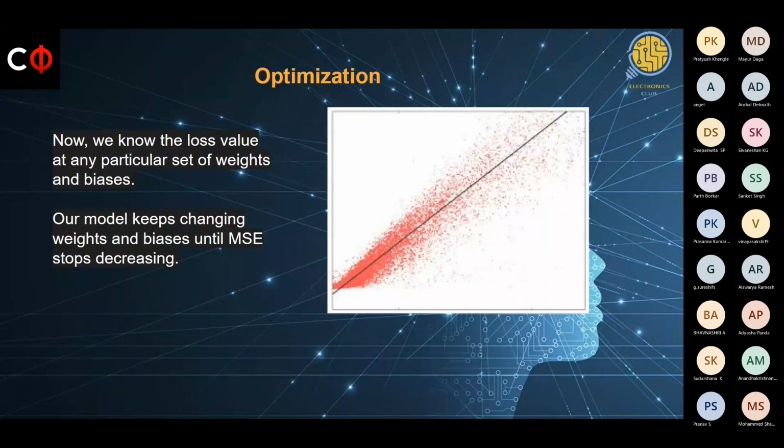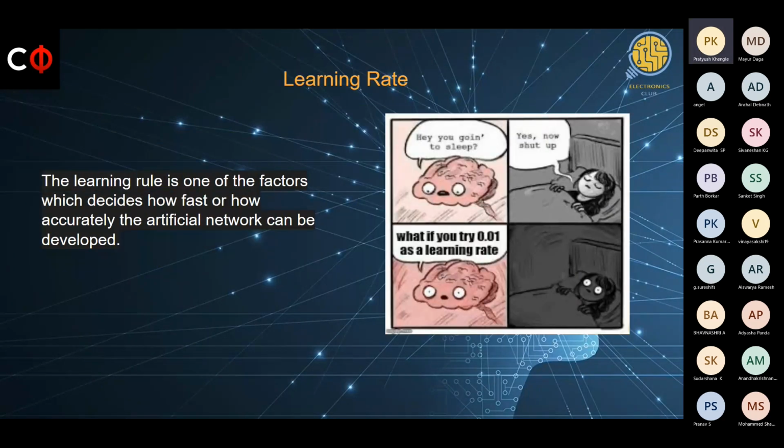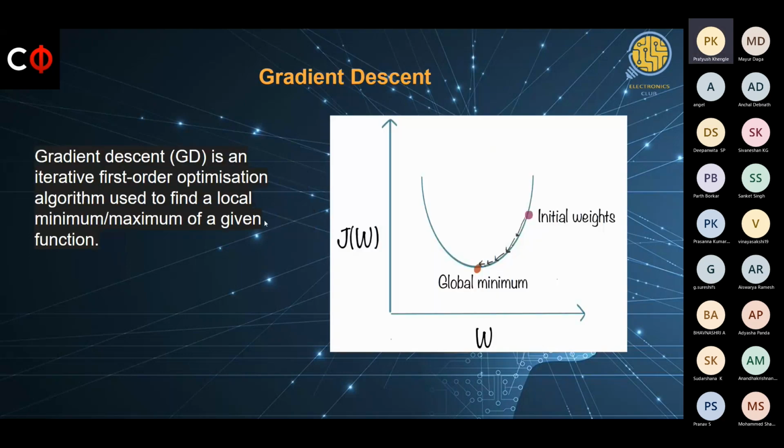Now, before we move ahead, there's a concept called learning rate. Learning rate or learning rule is the factor which decides how fast or slow, or how accurately the artificial network can change. That is called a learning rate. Now, there's a concept called gradient descent. Gradient descent is an iterative first order optimization algorithm used to find a local minimum or maximum of a function. If you did not understand this, don't worry.